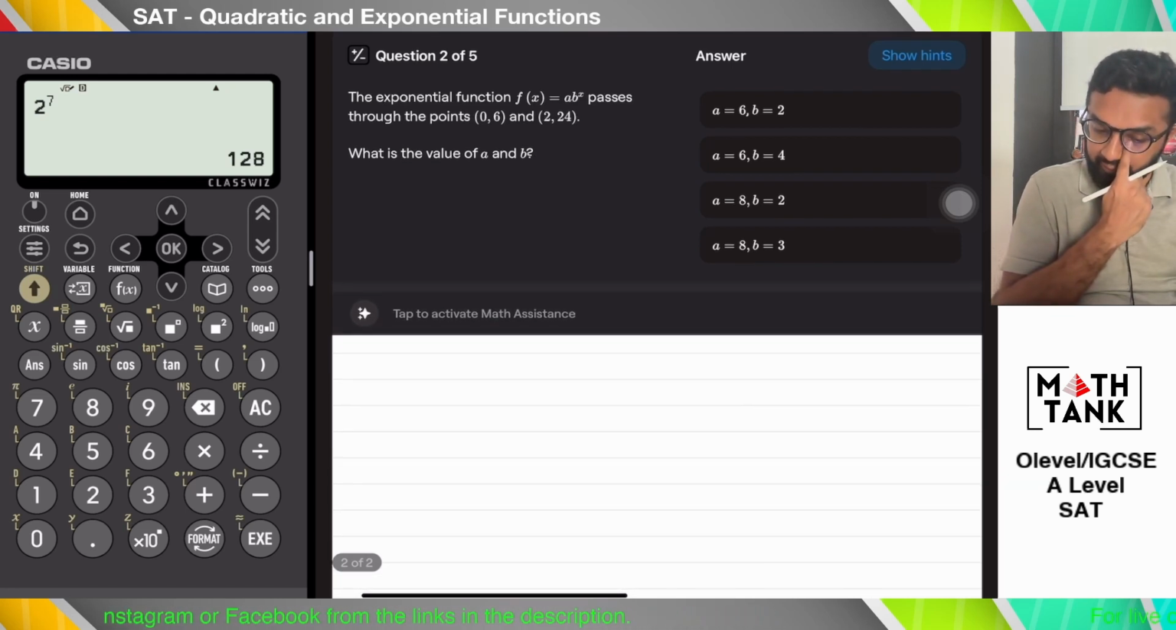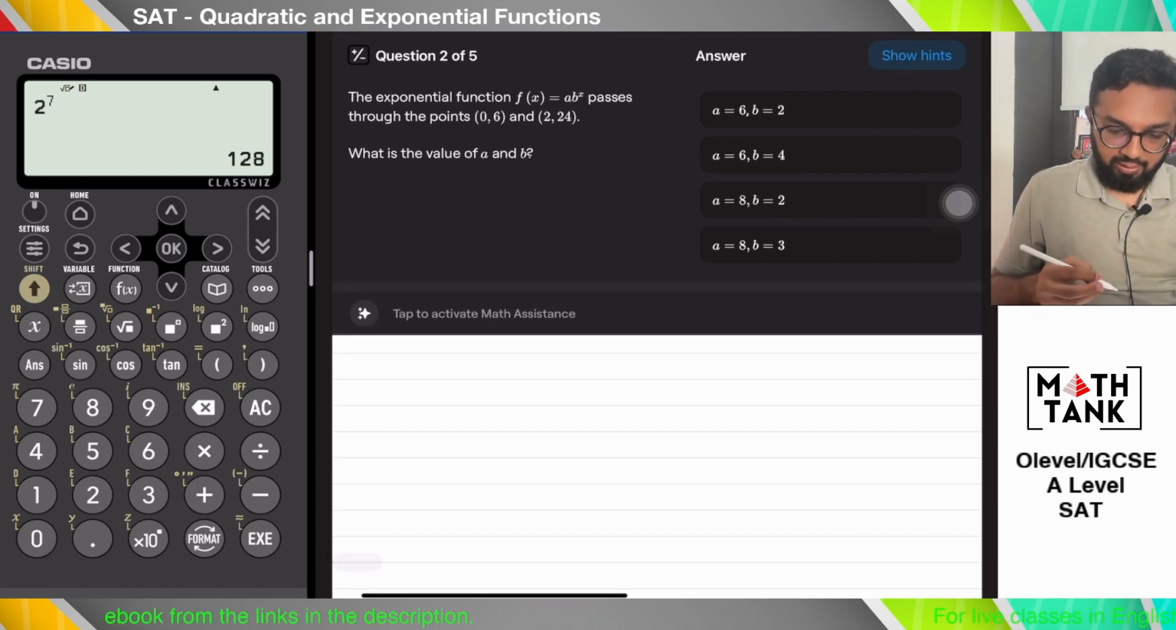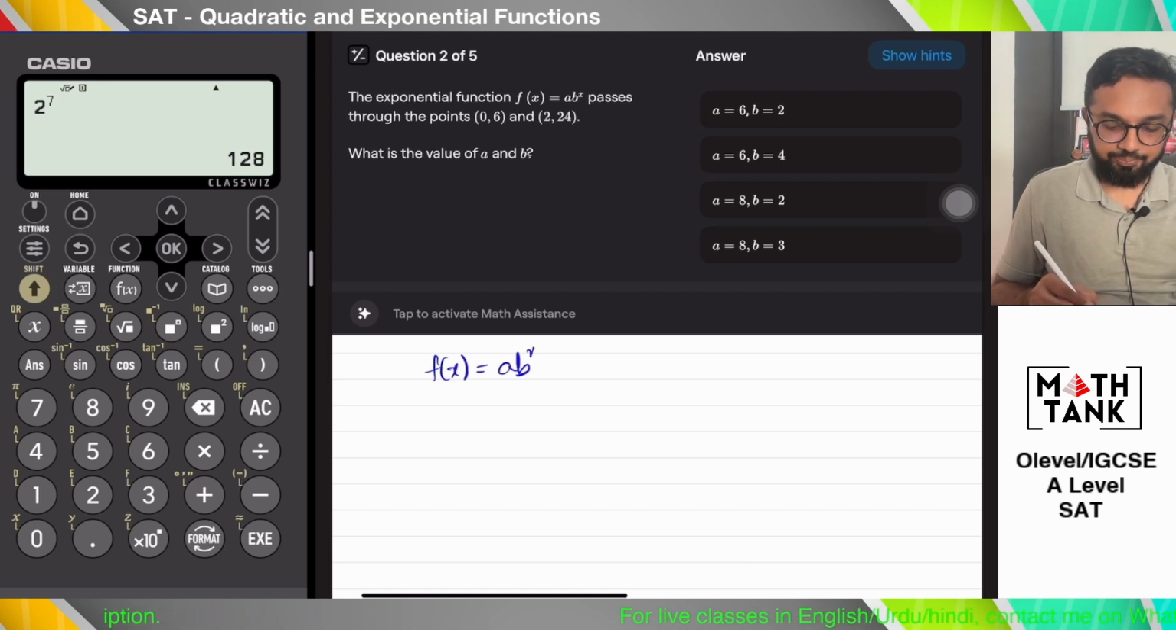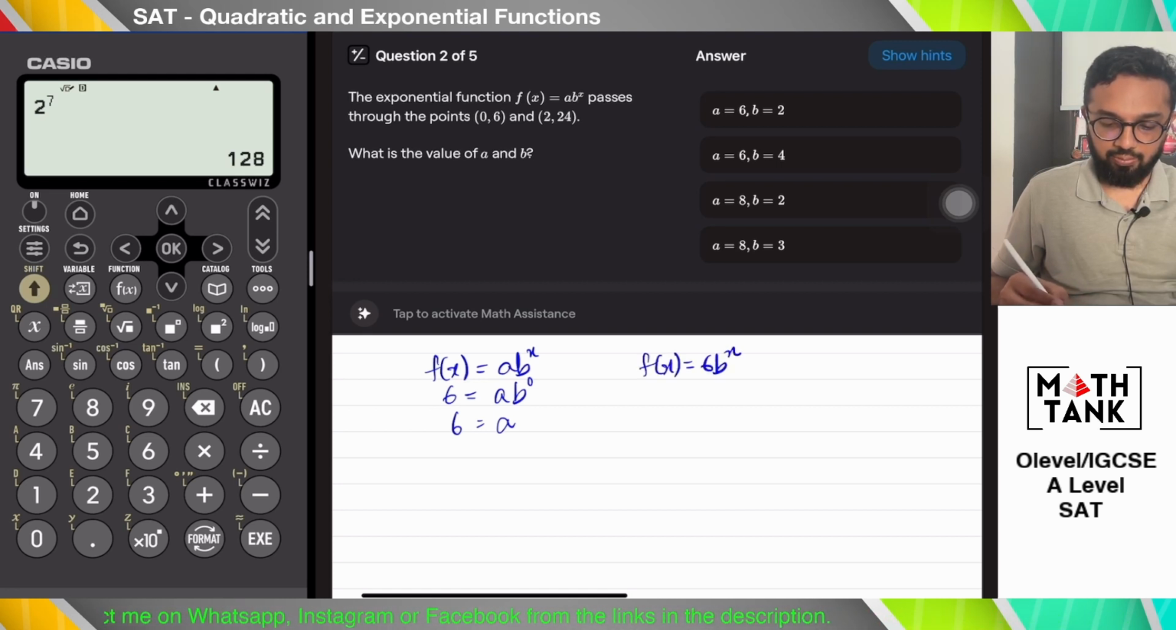Okay, the exponential function passes through this. What is the value of a and b? I am given two coordinates. When x is 0, y is 6. So a times b to the power 0. Anything to the power 0 is 1, so a is equal to 6. So I have the function 6 times b to the power x now. It's 24 when x equals 2.